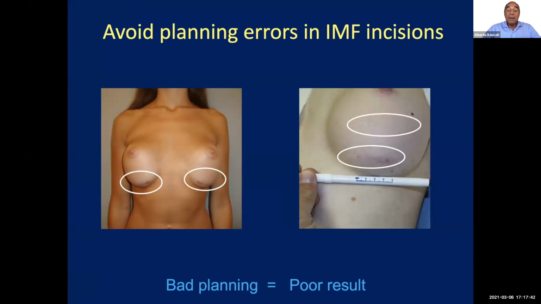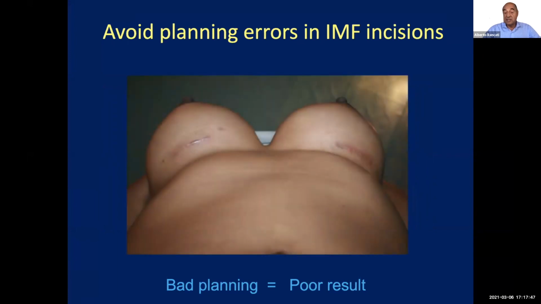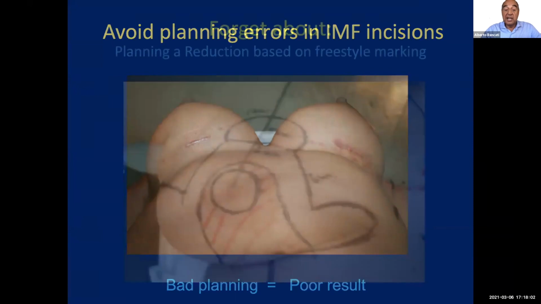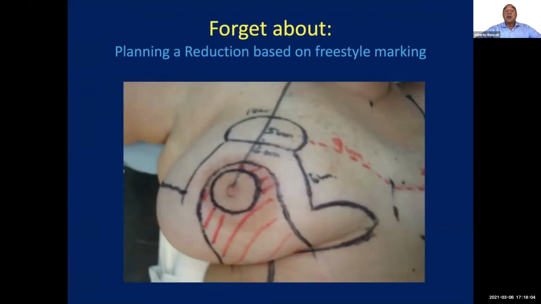And this is bad planning, and this is why you have poor results. So if you do not fix the inframammary fold, you do not take the measures exactly depending on the arc measure of the implant to know where to locate the inframammary fold incision, you will have this kind of results. So also forget about planning a breast reduction based on a freestyle marking. Today, you cannot make any more freestyle marking for breast reduction because you need to know exactly the measures.